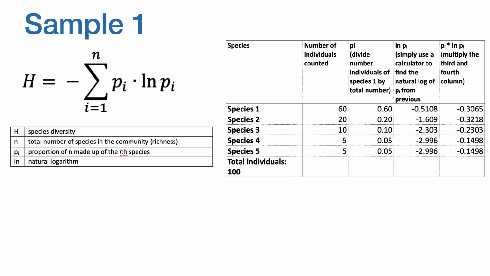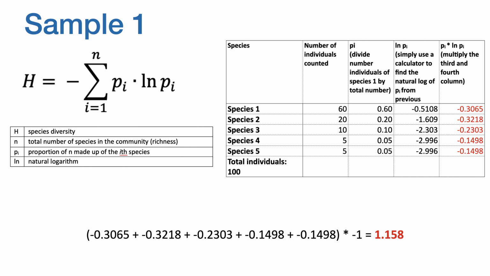All right, now we simply take the sum. That's that big E-looking symbol. And what we're summing is that final column, which I've just pulled down and put in equation form down here. So we just take the sum of all of these. We multiply the sum by -1 because it's the negative sum, and we get 1.158. That is our measure of species diversity.